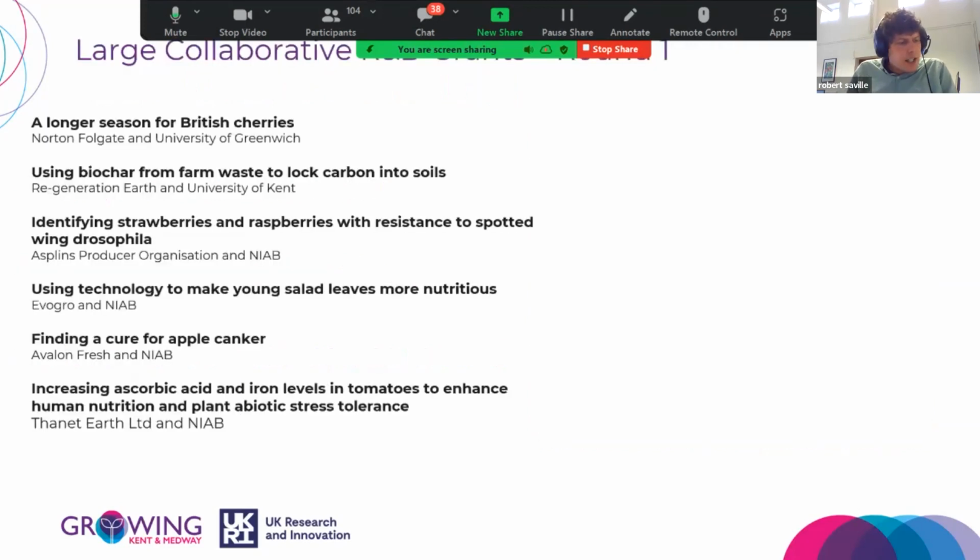Here are some of the large collaborative R&D grants that were funded in round 1. They started around May last year. So we have projects ranging from those focusing on increasing production, reducing waste, enhancing nutritional quality, and on carbon sequestration. And in the session after lunch, Matt will talk about work he's been doing on apple canker, which may well touch upon some of the Growing Kent and Medway supported projects on that topic.